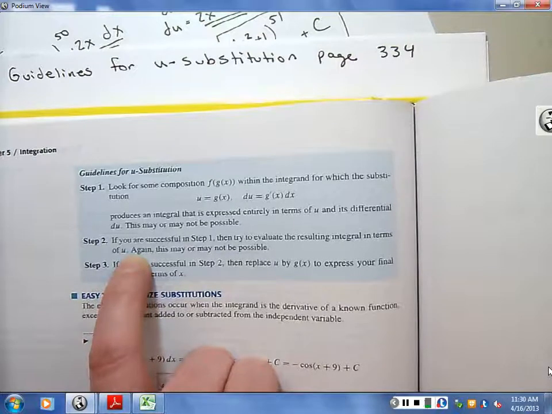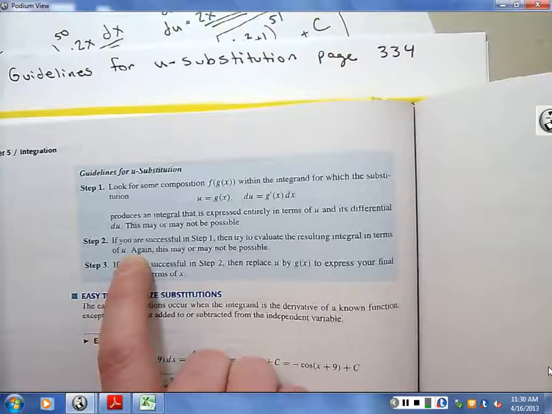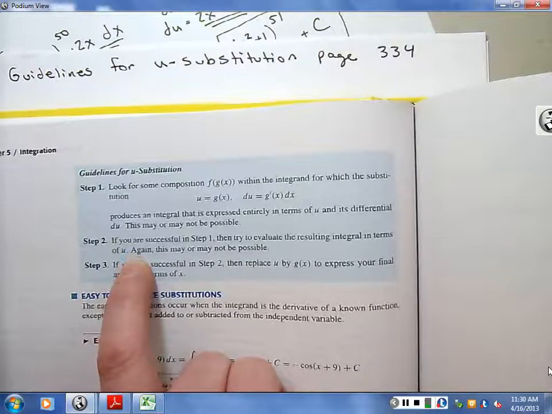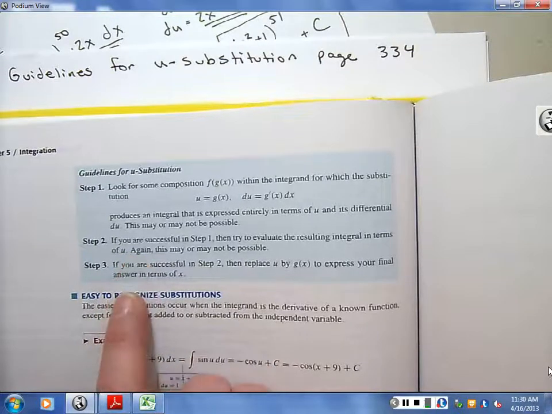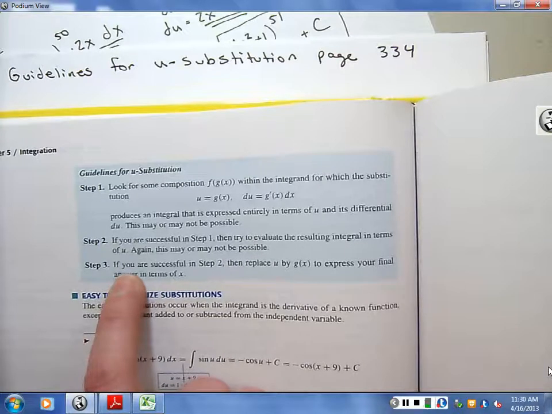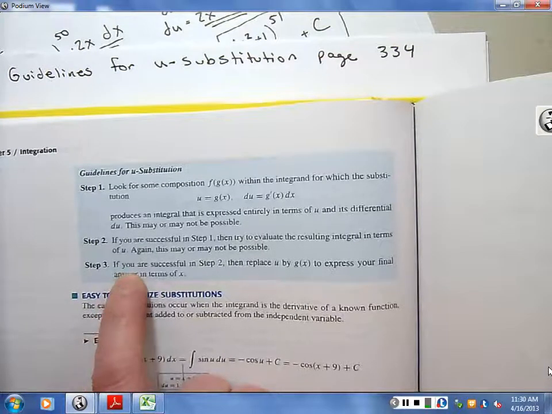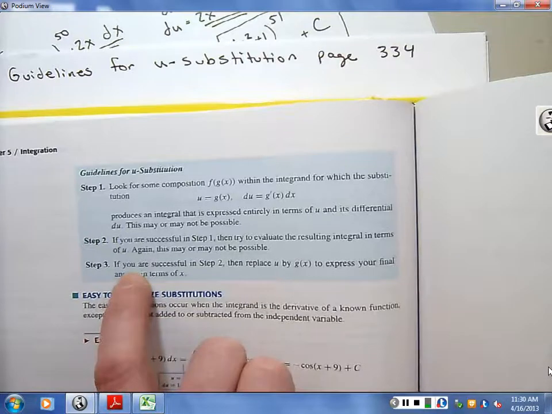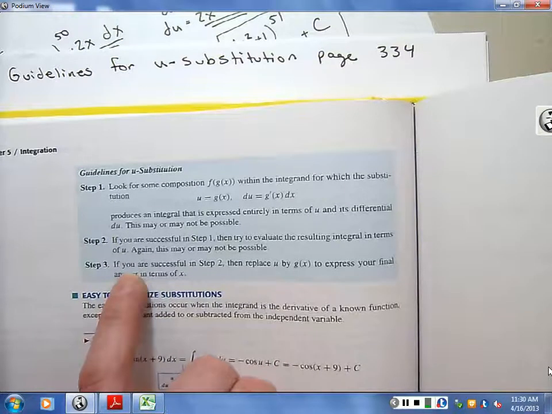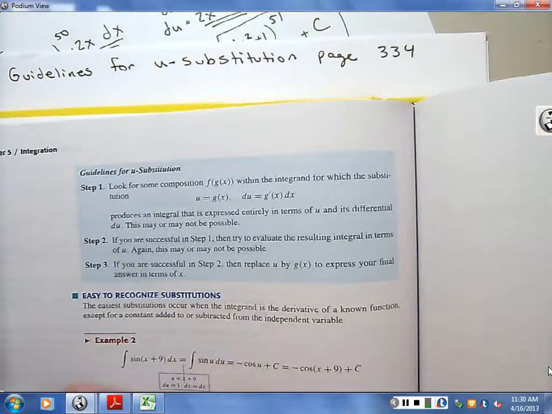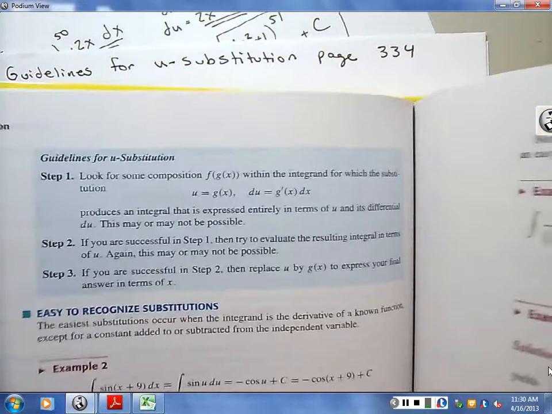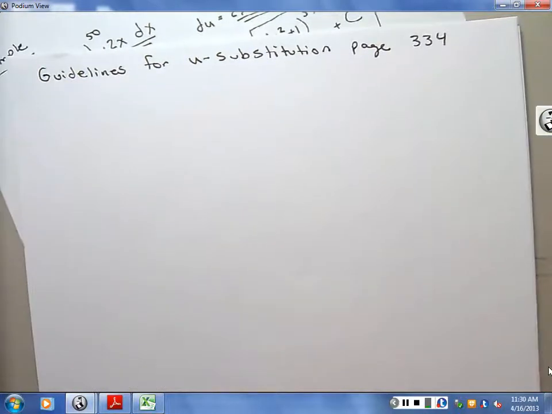You also want to make sure that you rewrite dx in terms of du. You can solve for that or you can manipulate it, and I'll show you two examples of that. And then if you have an integral in terms of u, you go ahead and integrate in terms of u, and then you back substitute what you let u be in terms of x. You can read over those guidelines, but let's just do some examples.